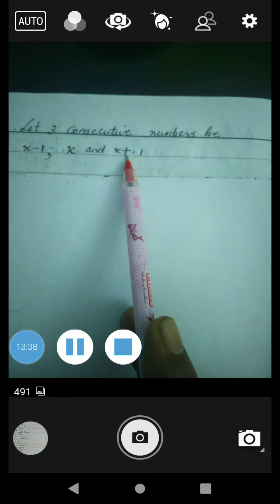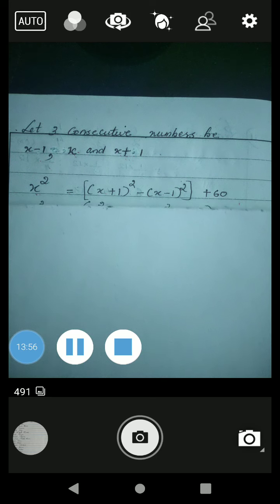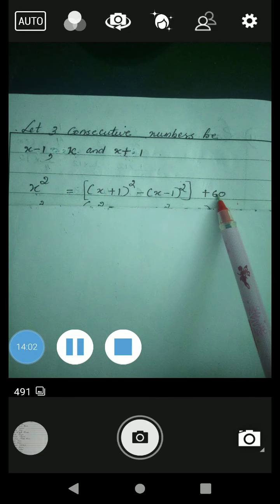What is the difference of the squares of the other two? x plus 1 the whole square, this is the greater number. Therefore, x plus 1 the whole square minus x minus 1 the whole square, that is the difference of the squares of the other two, by 60 exceeds. x square exceeds. So, how can we make that equation? x square is equal to the difference of the squares of the other two plus 60.